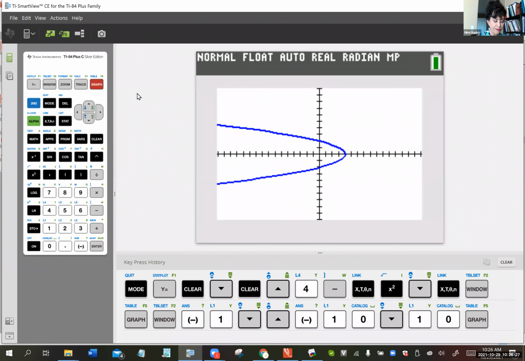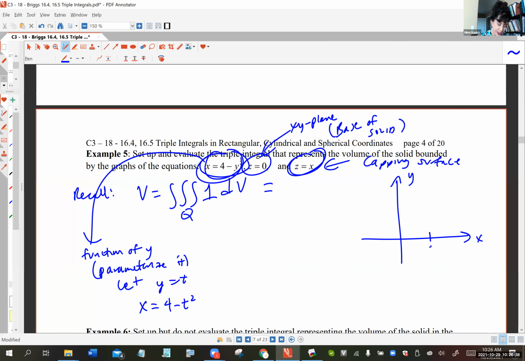There we go. And there is a horizontal parabola opening up to the left. Oh, wonderful. Okay. The vertex is here at the 4.